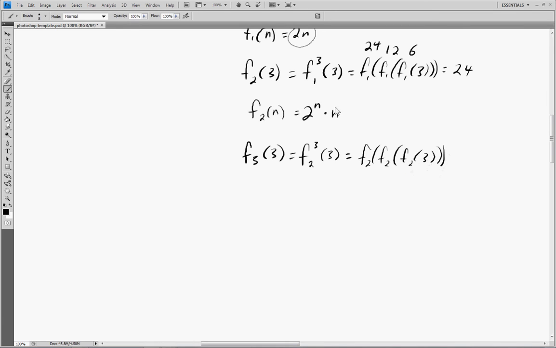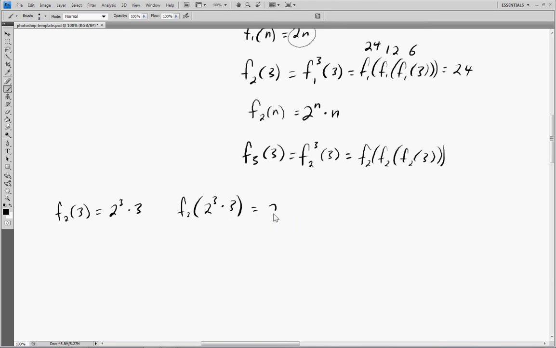Let's just write that down in this form right here without expanding it out. So I'll start over here a little bit. Okay, so f2 of 3, we know, is equal to 2, and n is equal to 3. So we're going to do 2 to the power of 3 times 3. So that's what this is going to equal here. So now we're going to take f sub 2 of 2 to the power of 3 times 3. So now n is going to equal our 2 to the power of 3 times 3.